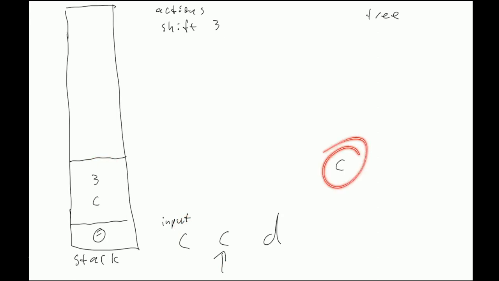So shift is what gives us our leaves. So I started constructing our tree with the leaves. Okay, and then we do the same procedure. We look at the state on the stack. We look at our lookahead. We go to our table.